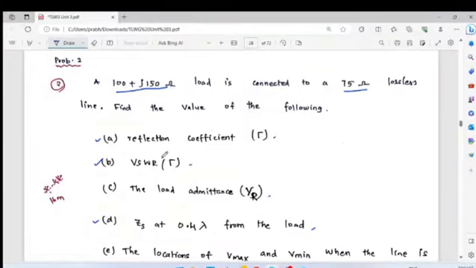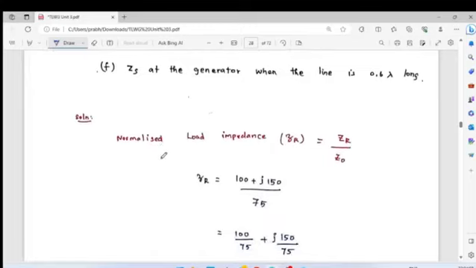You need to find out the normalized load impedance. So what is normalized load impedance? Small zL equals capital ZL divided by capital Z0. So here capital ZL is 100 plus j150 and capital Z0 is 75. So 100 plus j150 divided by 75.